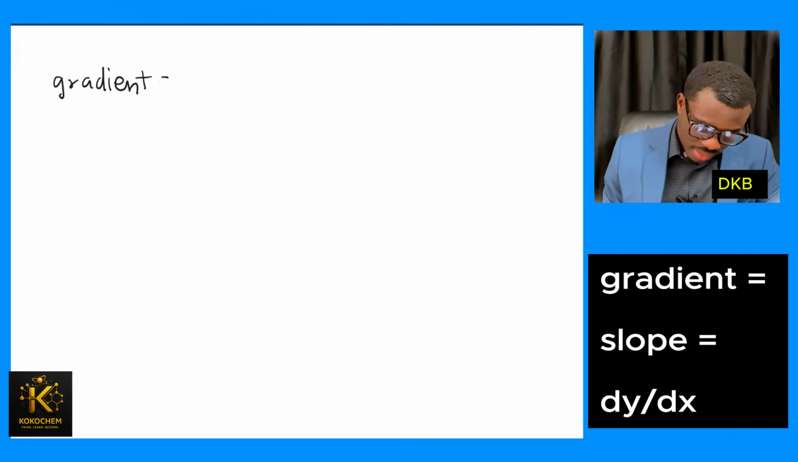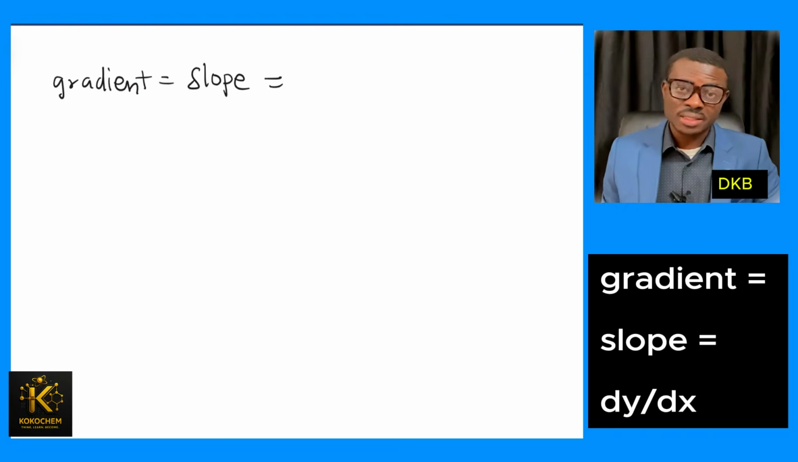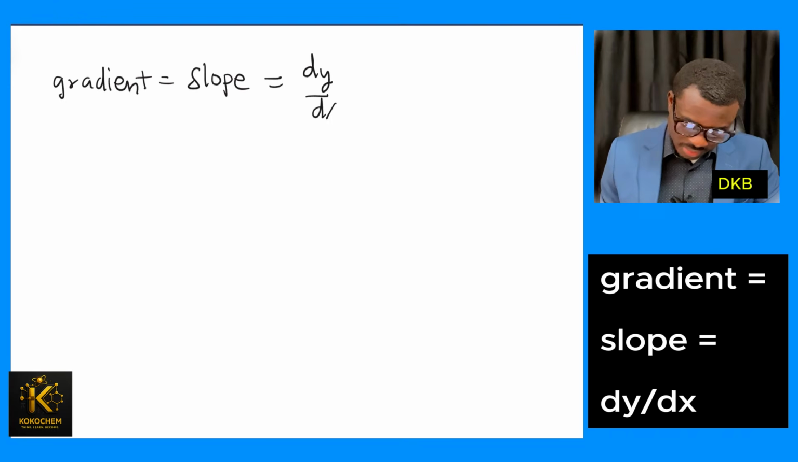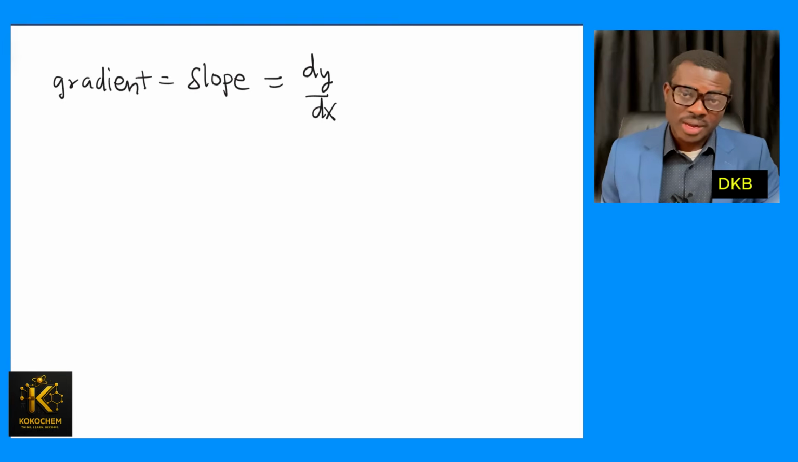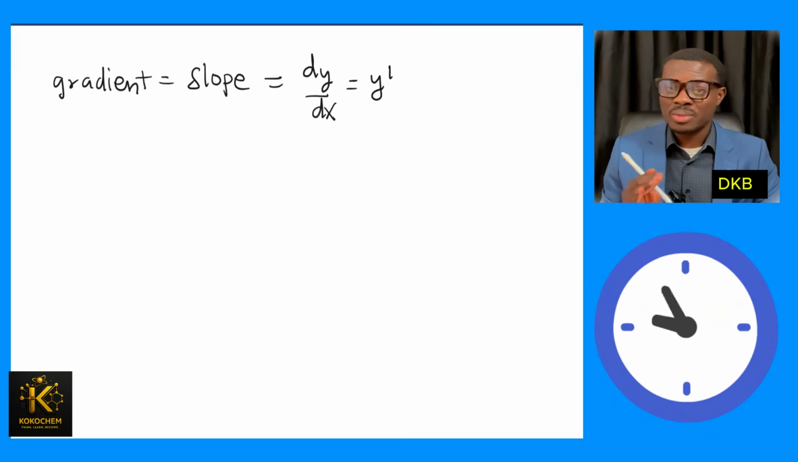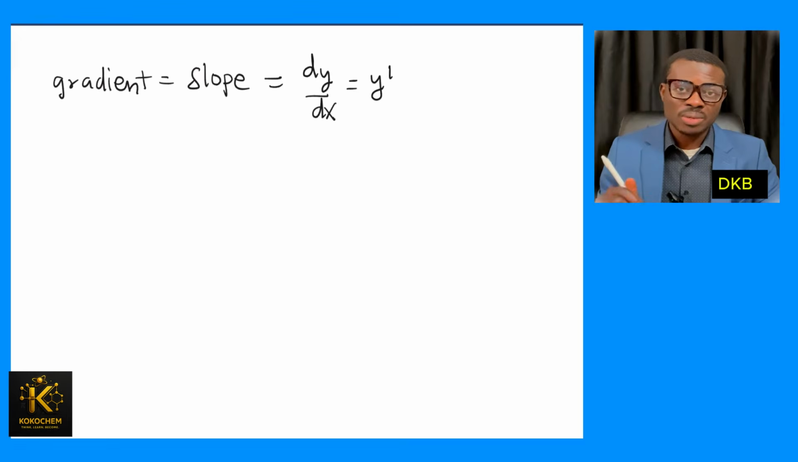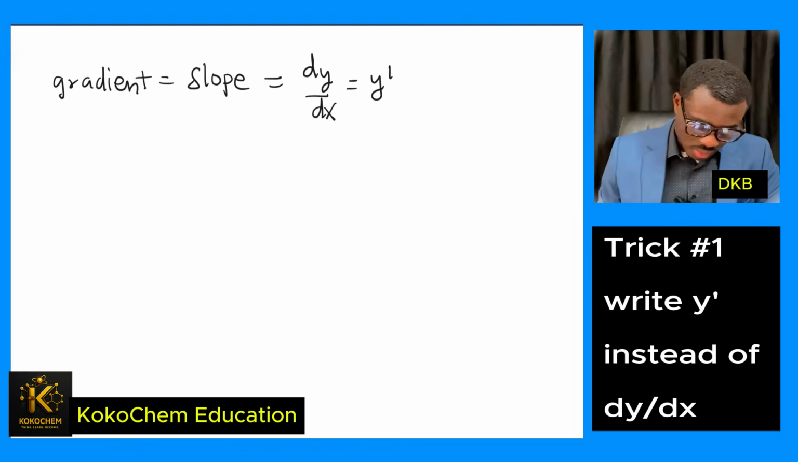So the first shortcut or trick in this question is that when they say find the gradient, gradient is the same as slope, which simply means differentiate the equation. So we are simply asking you to find dy dx. To go super fast, instead of writing dy dx, you just represent it by y prime. Why? Because writing dy over dx may take a few seconds, and remember, you don't have much time. So just simply write y prime to denote the differentiation of the equation, okay? So that is the first trick, or the first shortcut.